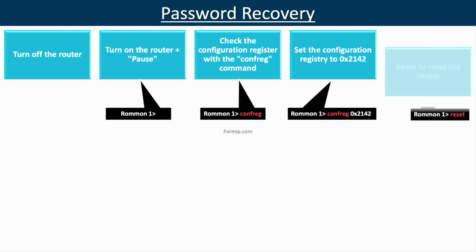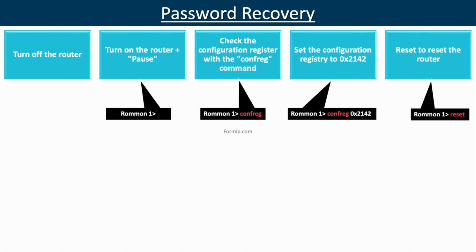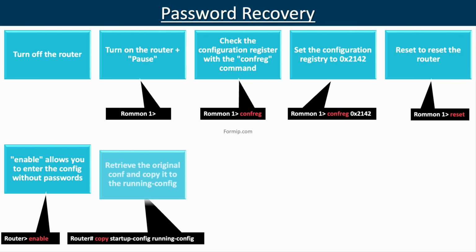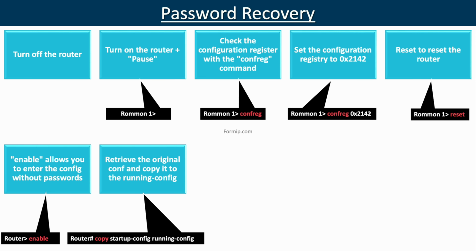You can then restart the router, which will ignore the startup config. As it has not loaded any configuration, it will then be possible to type enable and enter the conf without passwords. So, we have a router with a totally blank running config. Once you log in without the password, you have to get the original configuration and copy it into the running config by doing copy startup-config running-config.